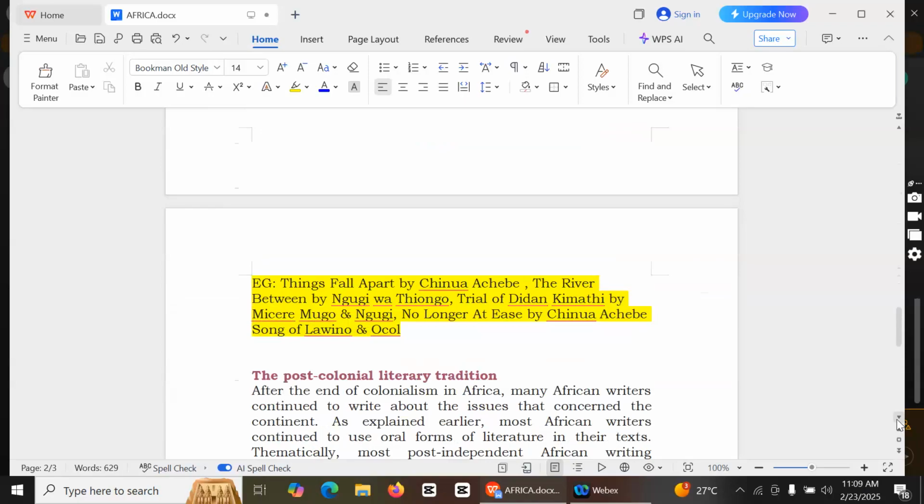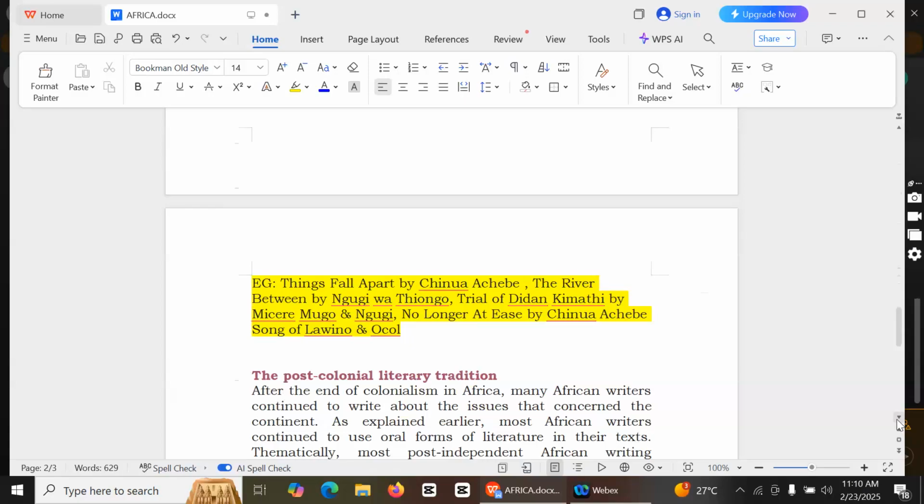The first novel ever is Things Fall Apart. Things Fall Apart is a novel by Chinua Achebe. This novel was written by the Nigerian Chinua Achebe, showing the time before white men and then during white men, and the consequences of colonization to African people.